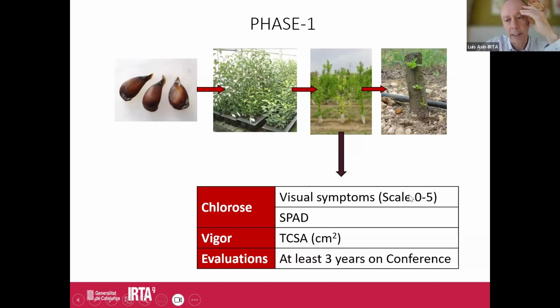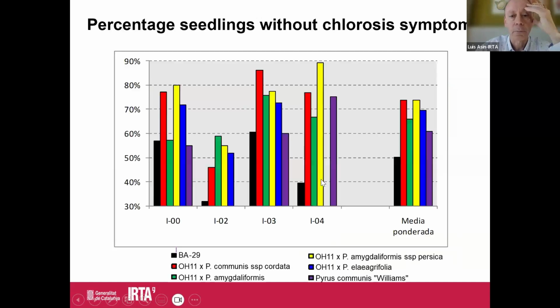There is an international scale from 0 to 5. 0 with no symptoms. 5 is this tree, and all the leaves are yellow. And we use a SPAD just to determine the chlorophyll content in the leaves. We do it every year, but once per year, usually in the springtime. We measure vigor. In this case, we measure trunk cross-sectional area. In the cultivar, it is at 20 centimeters distance from the graft union. And we have to do this at least during 3 years, in this case on Conference.